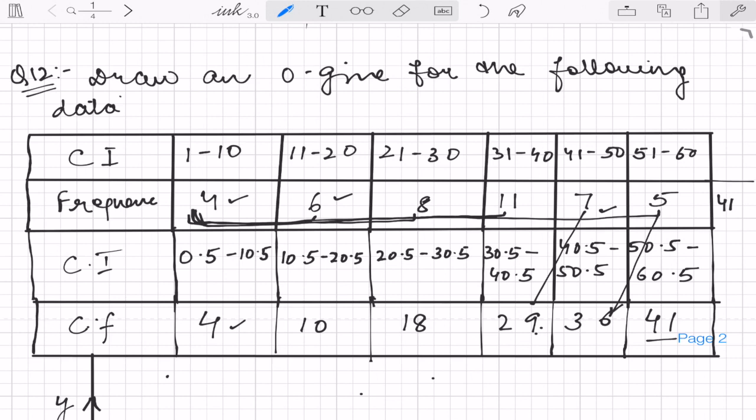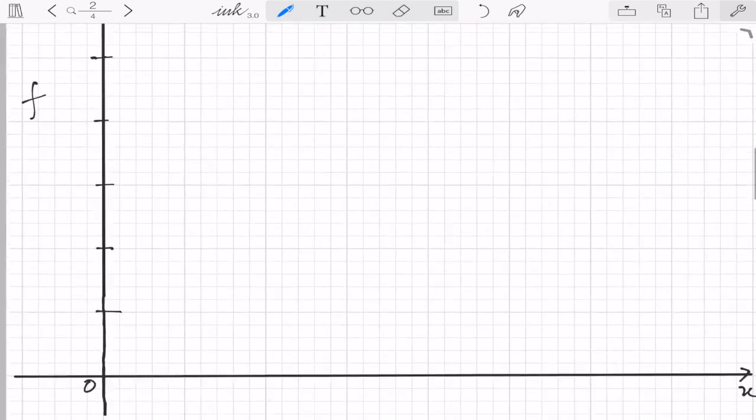Now we will plot the cumulative frequencies on the graph paper, not the frequency, because it's a cumulative frequency curve or ogive. And remember, all the cumulative frequencies you have to plot against the upper limits. So 4 will be plotted against 10.5, 10 will be plotted against 20.5, similarly 18 will be plotted against 30.5 and so on. So we will move to the graph now.